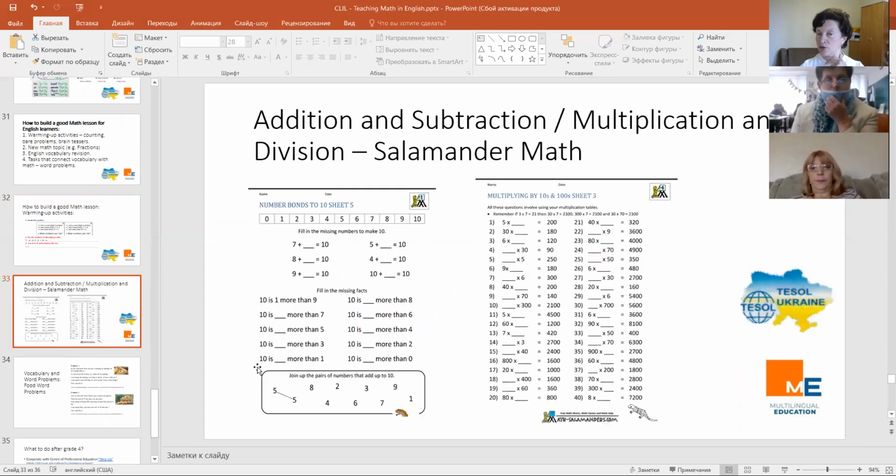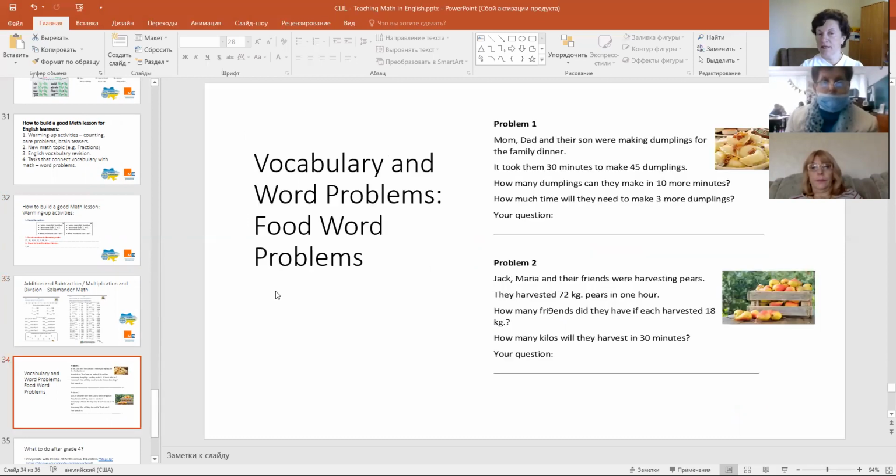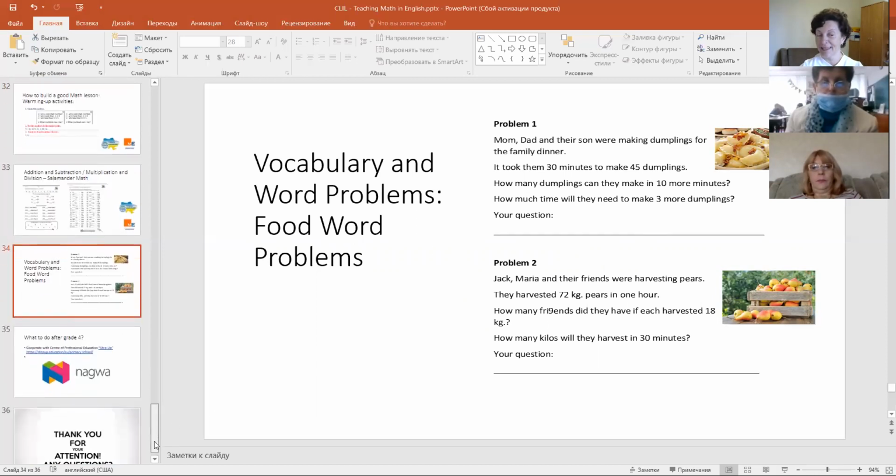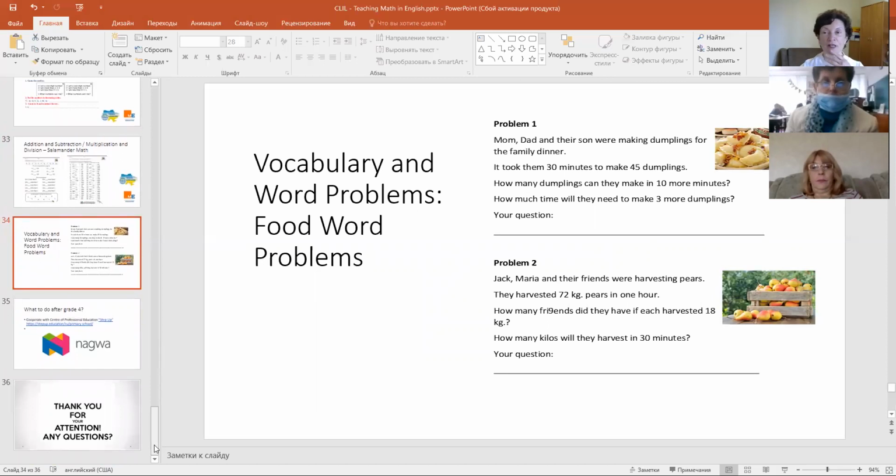Then we do addition, subtraction, multiplication. It depends on the topic. Then we review the vocabulary and do problems. Here the example is food problems, and that's it. So every class is full with information. Kids work and they train their brains.